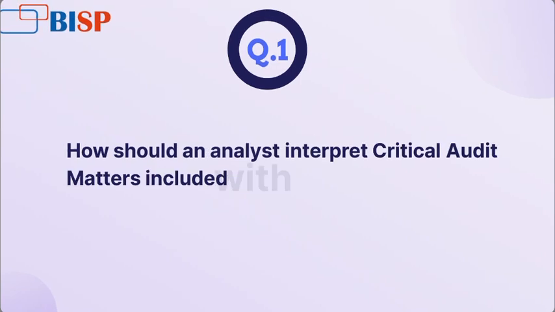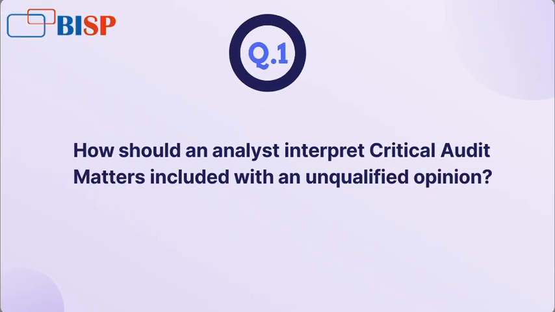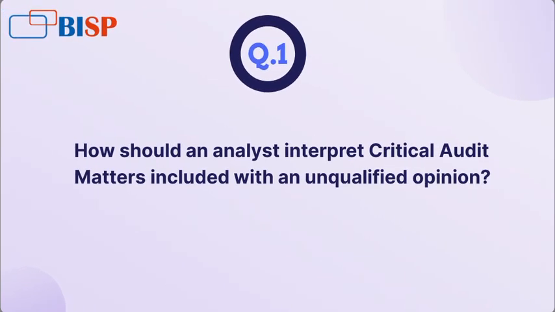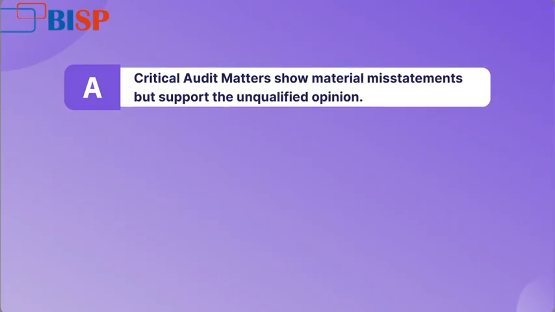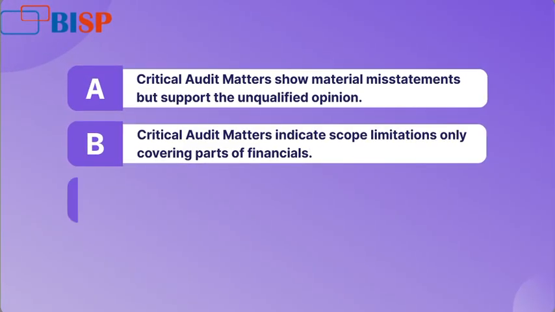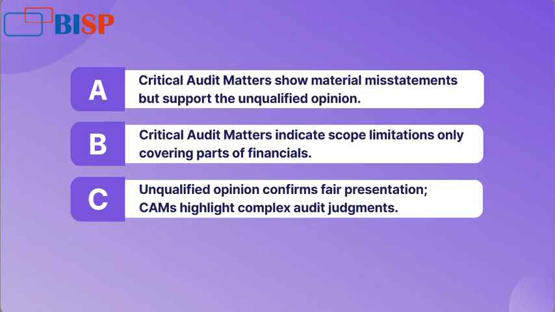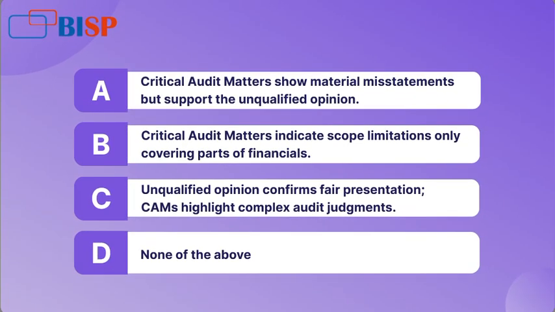How should an analyst interpret critical audit matters included with an unqualified opinion? A. Critical audit matters show material misstatements but support the unqualified opinion. B. Critical audit matters indicate scope limitations only covering parts of financials. C. Unqualified opinion confirms fair presentation, CAMs highlight complex audit judgments. D. None of the above.